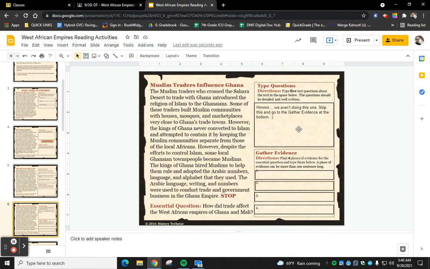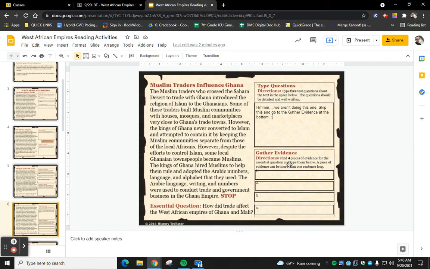Right? Type questions. Nah, we're not going to do that. We're not typing five test questions about the text in the space below. We're not doing that. Instead, we're going to go back to gather evidence.